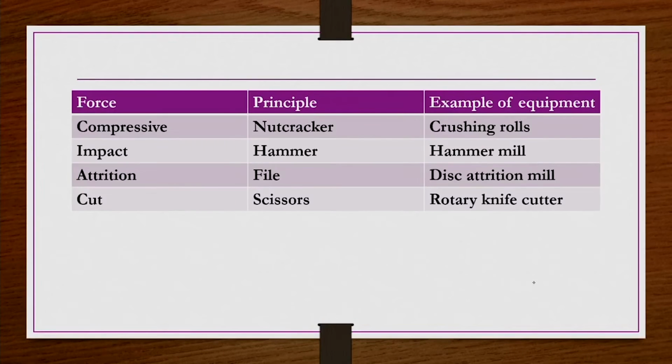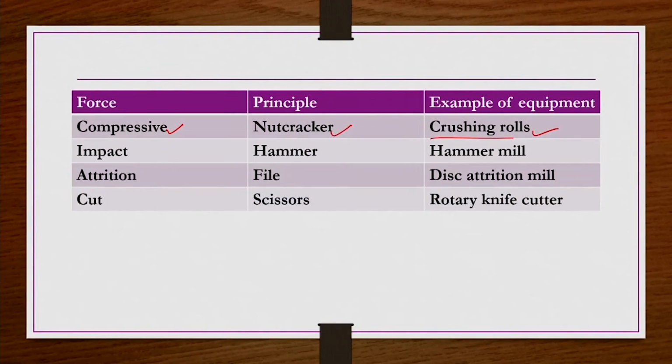By summary, if you have a compressive force, the principal action taking place is a nutcracker kind of action, and an example of equipment where compressive forces dominate is the crushing rolls. There are different types of size reduction equipment available that we are going to see in the next lecture. The crushing roll is one type, in which primarily compressive force is applied, and then there is the hammer mill, where you apply impact force, where a hammering action is taking place.